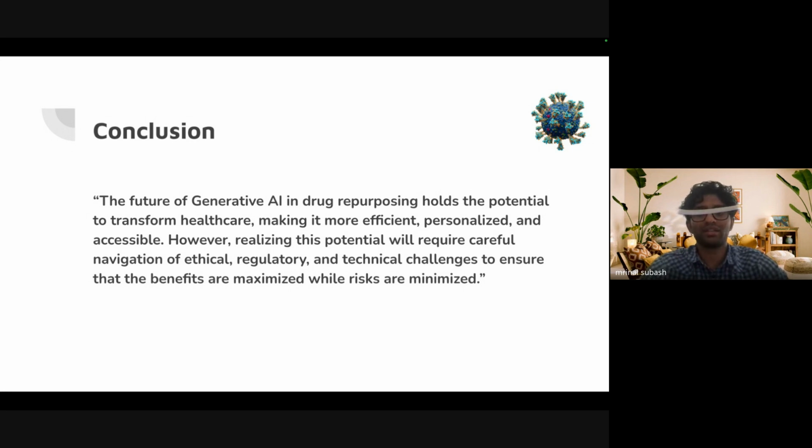So I think this is a point to be pondered upon when having generative AI. There are cons and pros. But the more we focus on the pros of generative AI and drug repurposing, I think the more progressive we will become as someone who can let generative AI affect us positively in our lives.